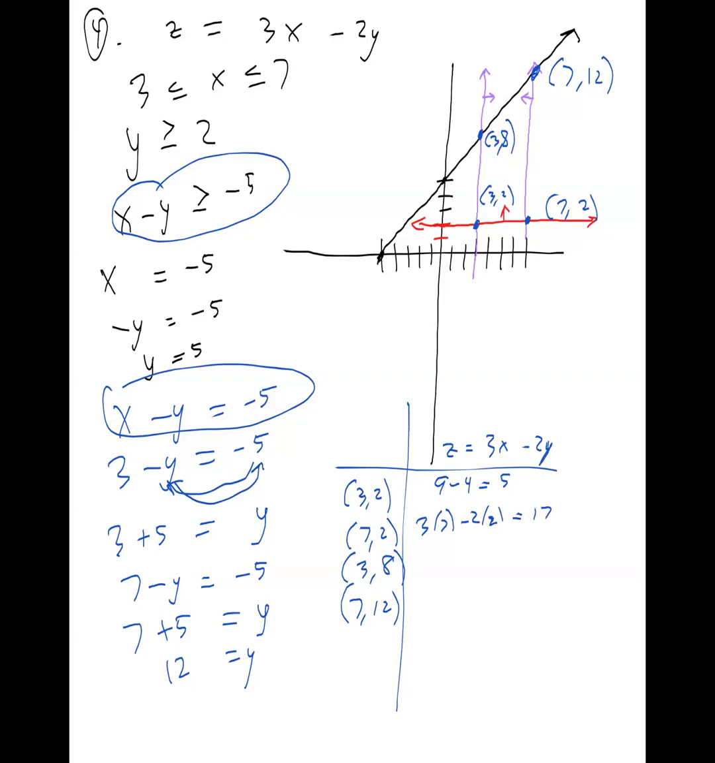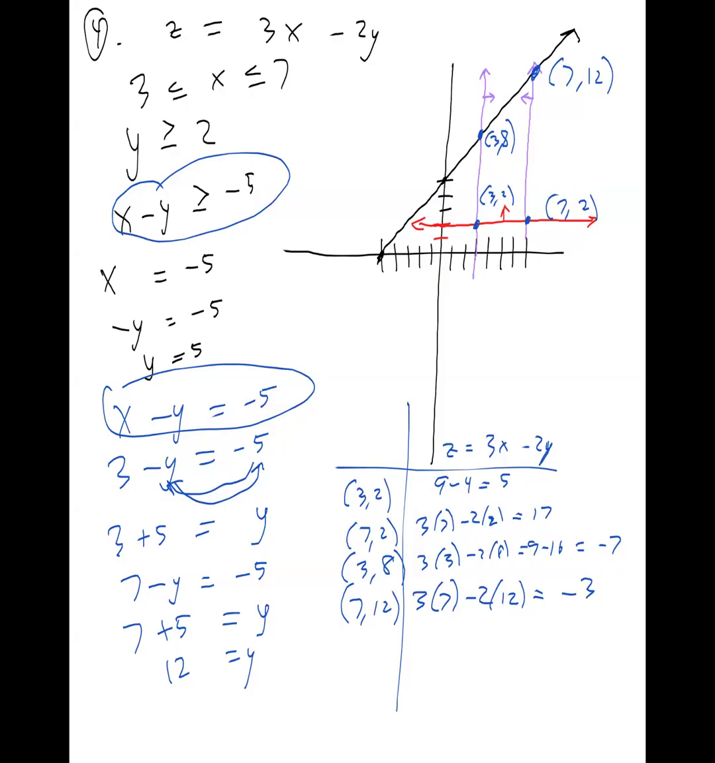That's 17. And then plug in 3, 8 into this one. So it's going to be 3 times 3 minus 2 times 8. That would be 9 minus 16. That's negative 7. And then the last one is 3 times x, which is 7, minus 2 times y, which is 12. That's 21 minus 24 equals negative 3.